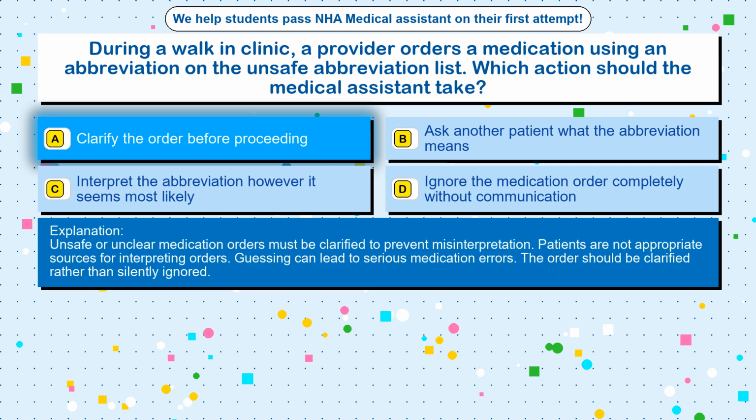Unsafe or unclear medication orders must be clarified to prevent misinterpretation. Patients are not appropriate sources for interpreting orders. Guessing can lead to serious medication errors. The order should be clarified rather than silently ignored.